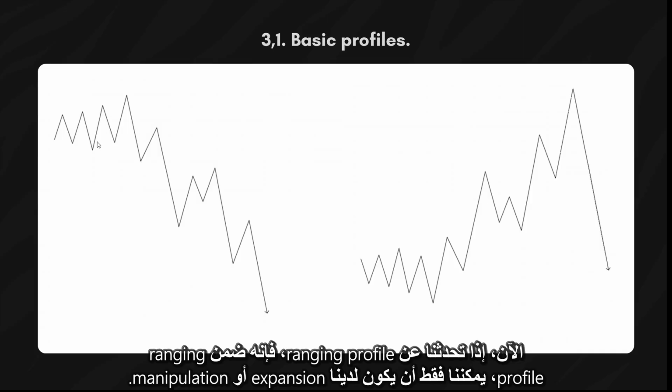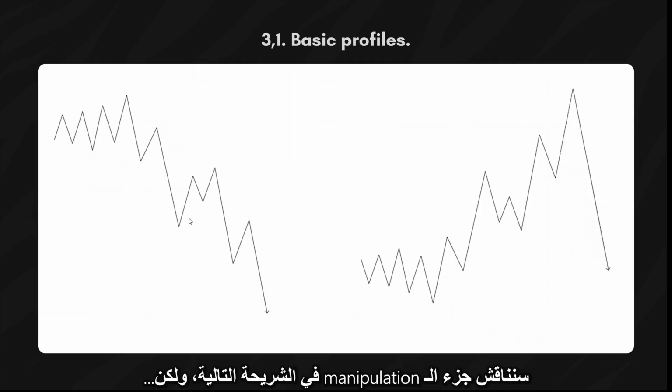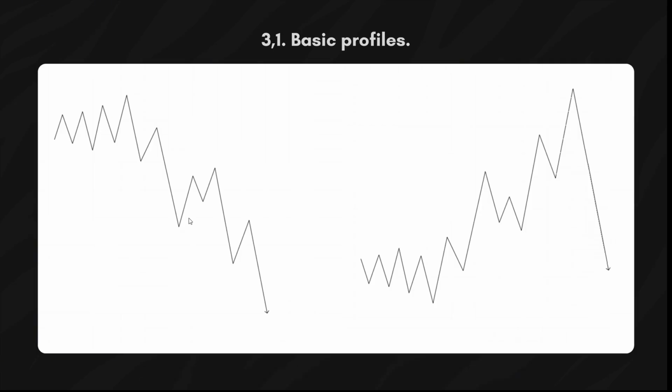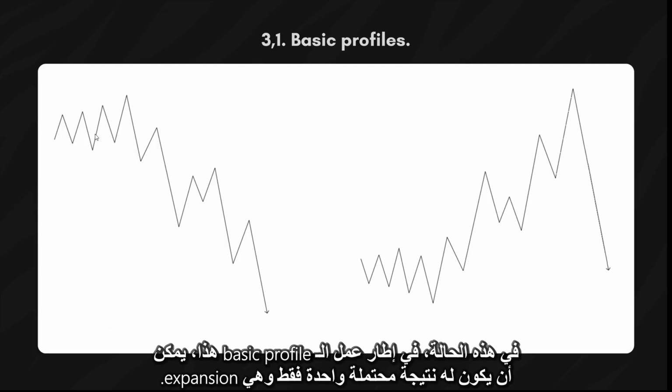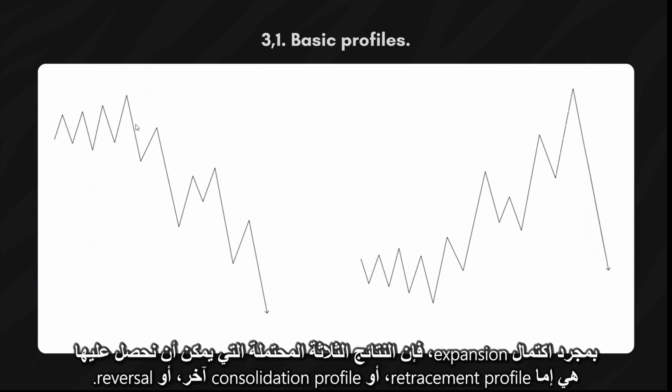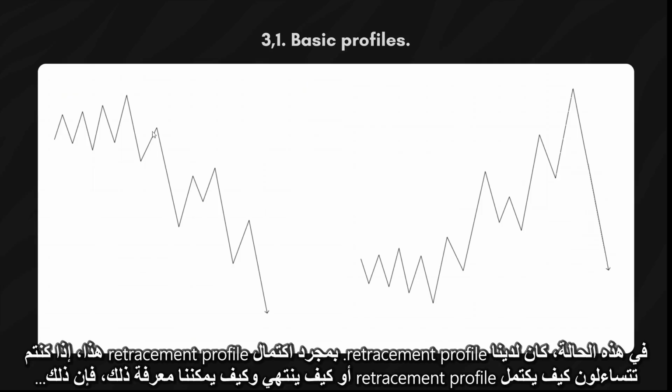Now, if we talk about the ranging profile, then within a ranging profile, we can only have an expansion or a manipulation. We will discuss the manipulation part in the next slide. In this basic profile framework, it can only have one potential outcome, and that is an expansion. Once an expansion is completed, the three likely outcomes we can have are either a retracement profile, another consolidation profile, or a reversal. In this case, we had a retracement profile.